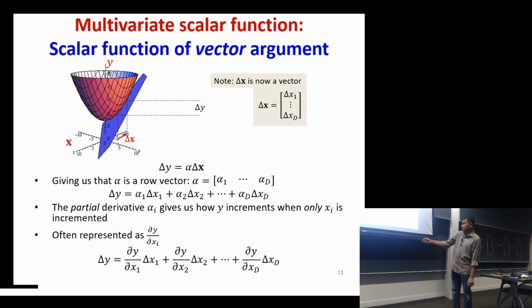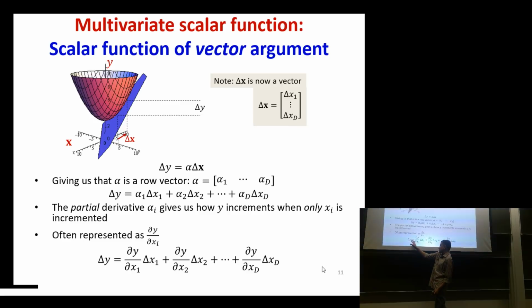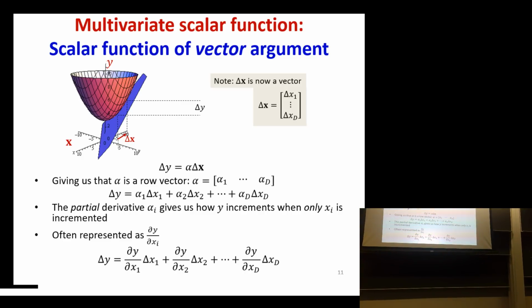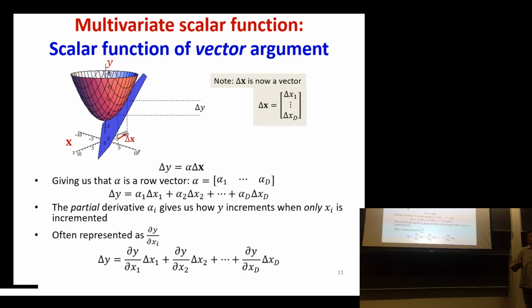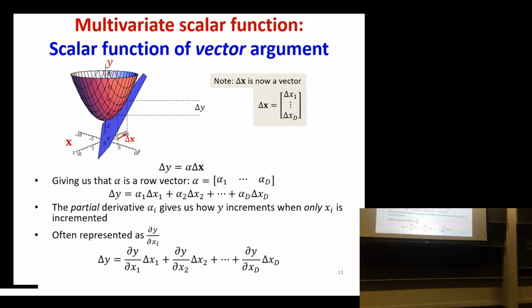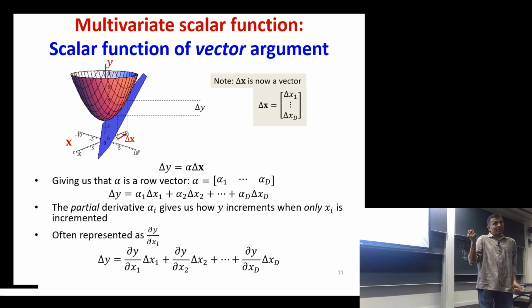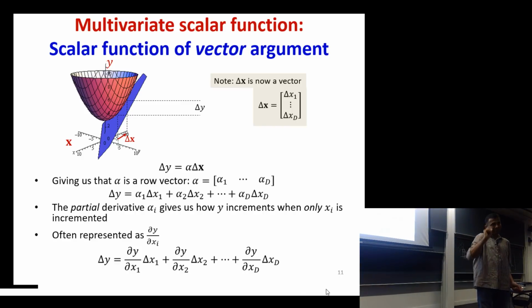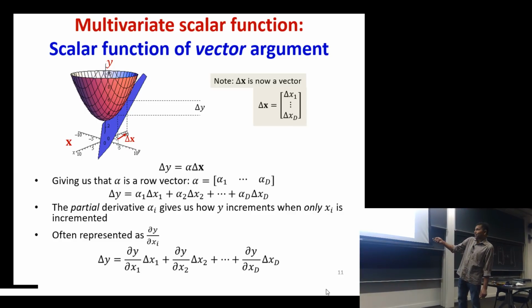And that we will represent using this dou notation. So delta y is going to be the partial derivative of y with respect to x1 times delta x1 plus the partial derivative with respect to x2 times delta x2 and so on. But where this comes from becomes clear if you start from this one. And now what is the derivative of y with respect to x? Anyone? What would the derivative of y with respect to x be here? That's just the vector alpha. It's just the vector of the partial derivatives.